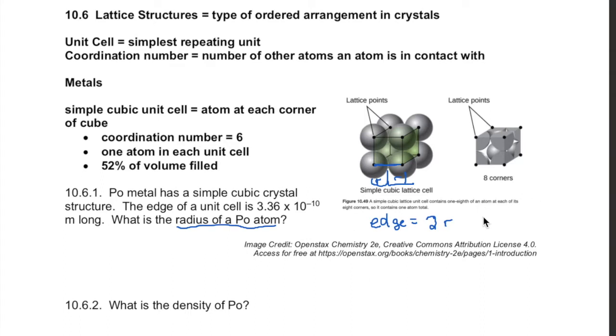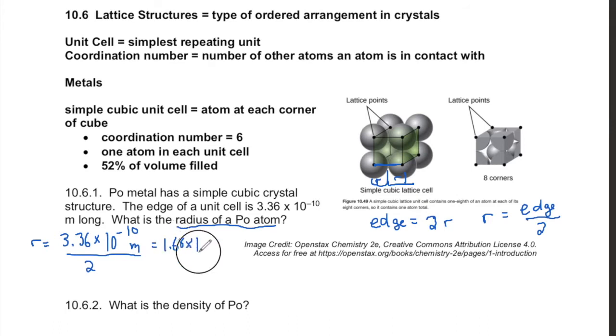So that means the radius of a polonium atom is the edge divided by 2. So it's the edge divided in half, and we're told that the edge is 3.36 times 10 to the negative 10 meters long. And if we divide that by 2, we get 1.68 times 10 to the negative 10 meters as the radius of 1 polonium atom. So for the density of polonium, we need the mass divided by the volume.